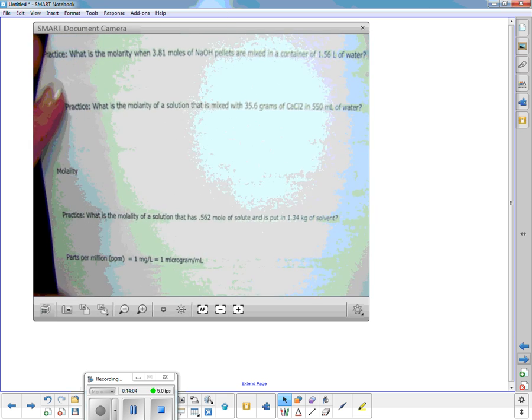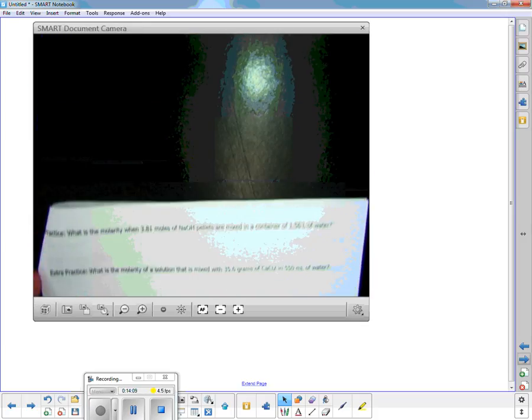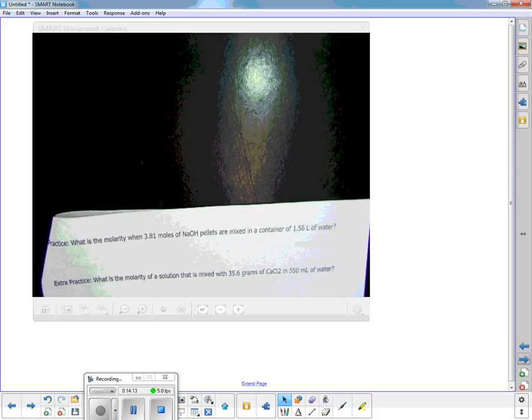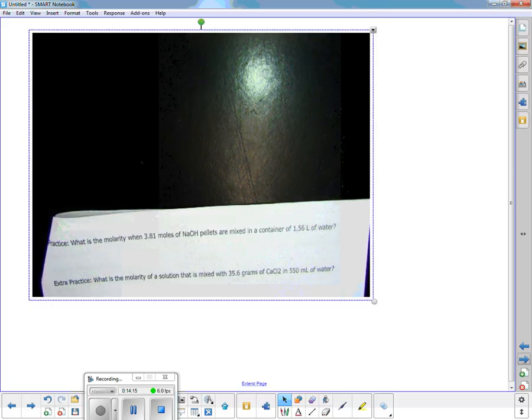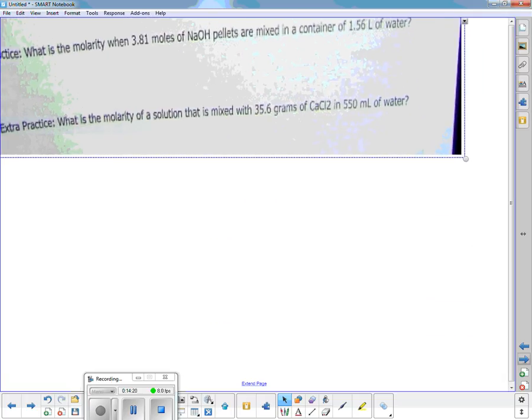And mine folded weird, so we're just going to pretend that it works. I'm going to bring it down to the bottom so I can push it up. Okay, we good? All right, I'm going to bring that up so it's out of the way here and enlarge it.